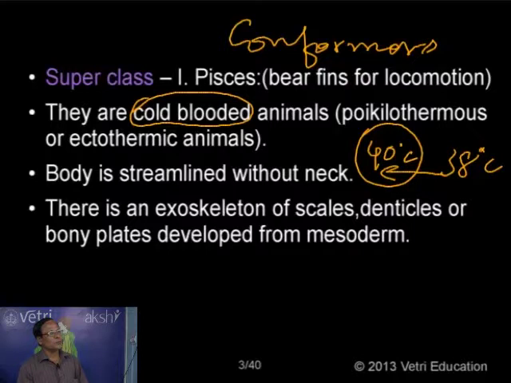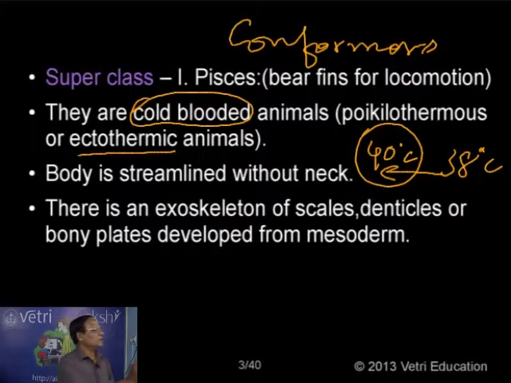They are also called poikilothermous animals. And we also use another word, ectothermic animals. So these are all the three categories, actually all together one: cold-blooded, poikilothermous, ectothermous or conformers, unable to regulate their body temperature or unable to maintain a constant body temperature.